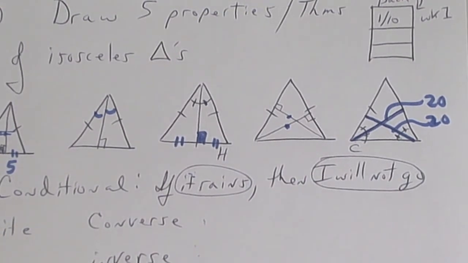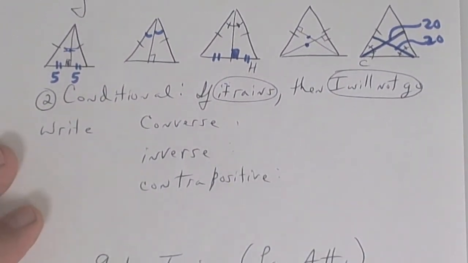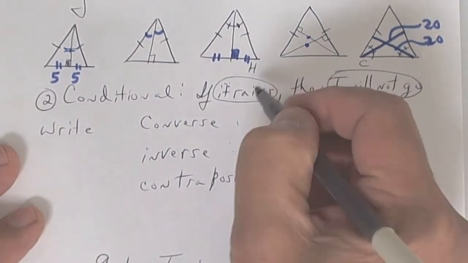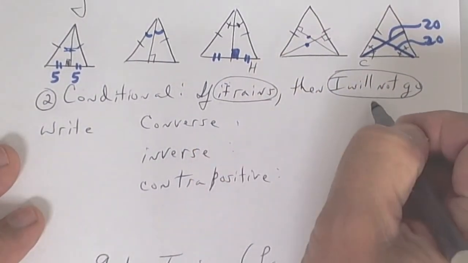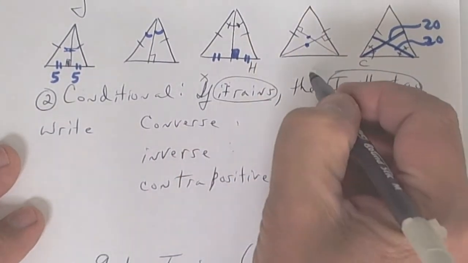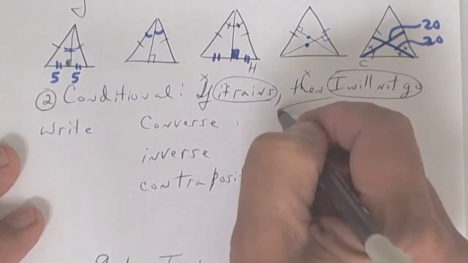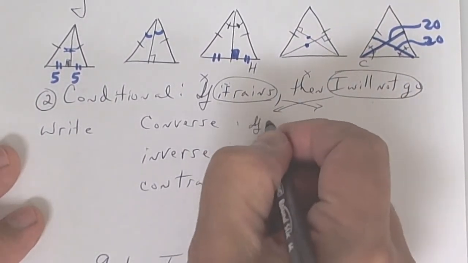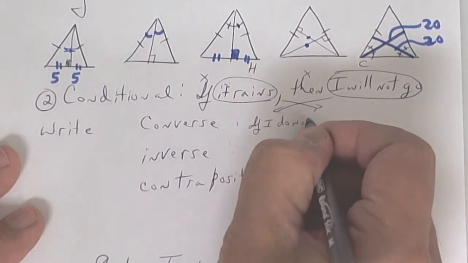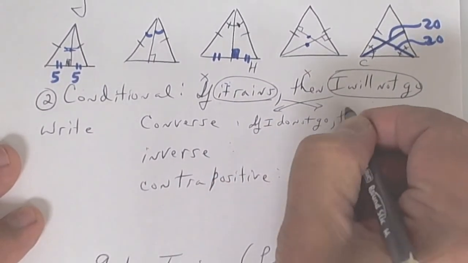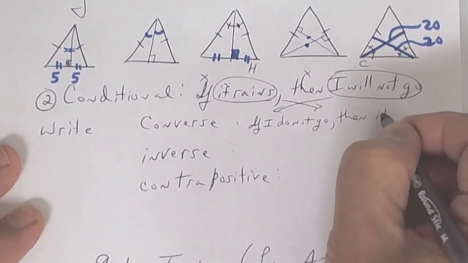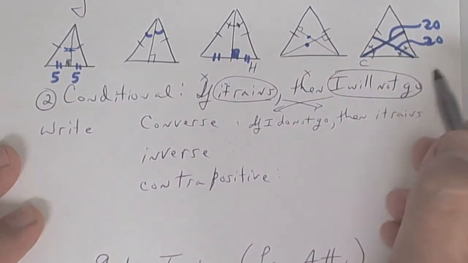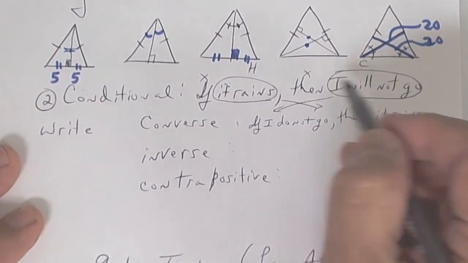Let's talk about the next one, which is the converse. Well, the conditional is, if it rains, then I will not go. So the converse would be switching. So you're going to take, by the way, this is your hypothesis, this is your conclusion. Do not include the word if and then, okay? So we're going to switch these. So you're going to say, if I do not go, then it rains. Okay, you just switch the hypothesis and conclusion.